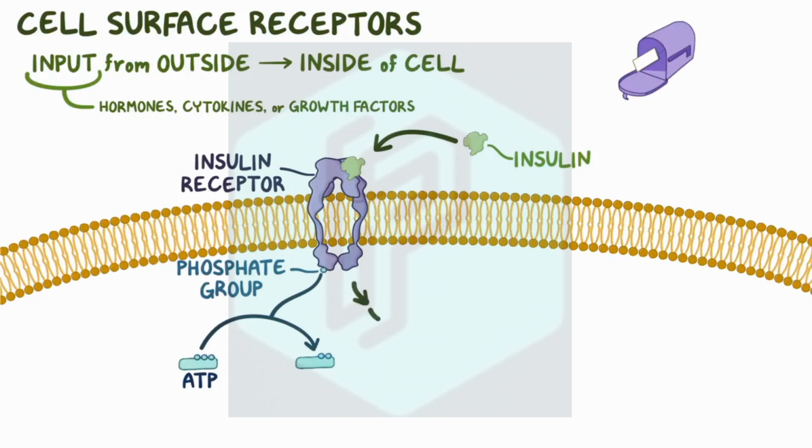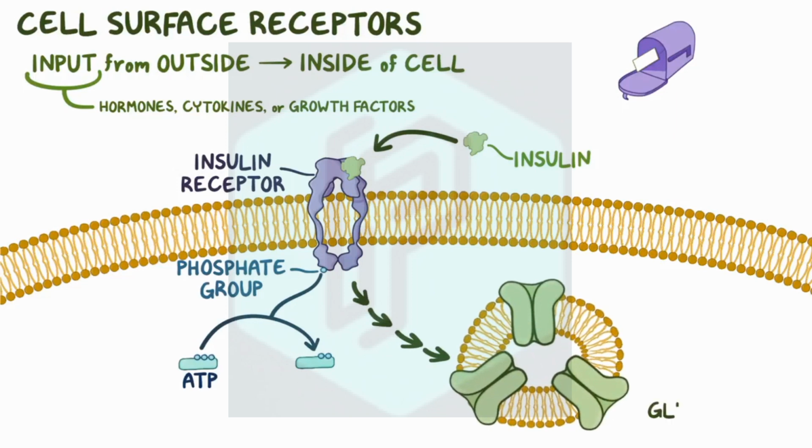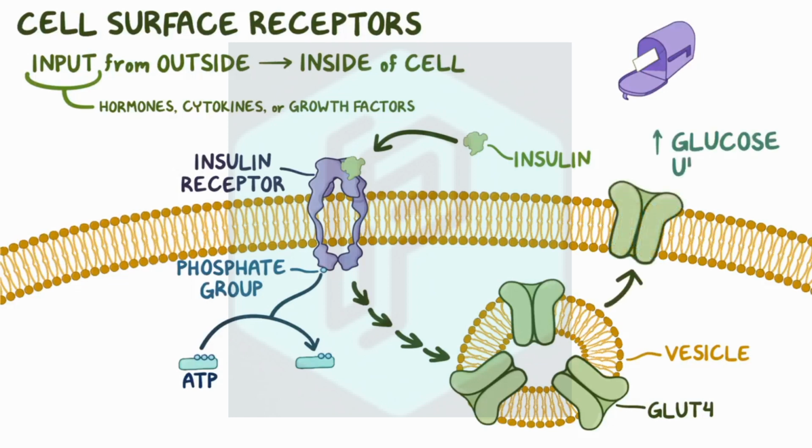This triggers a whole cascade of intracellular events, and the end result is that the cell mobilizes spare GLUT4 transporters, which are mostly just chilling inside the cell in small bubbles of phospholipid bilayer called vesicles. The vesicle with the transporters then moves to the membrane and fuses with it, therefore allowing more GLUT4 transporters to do their job, which speeds up glucose intake.